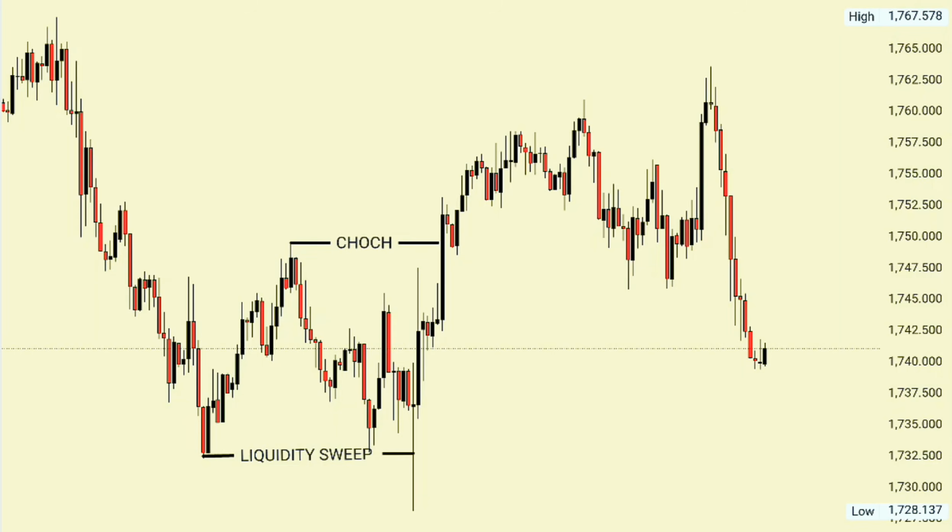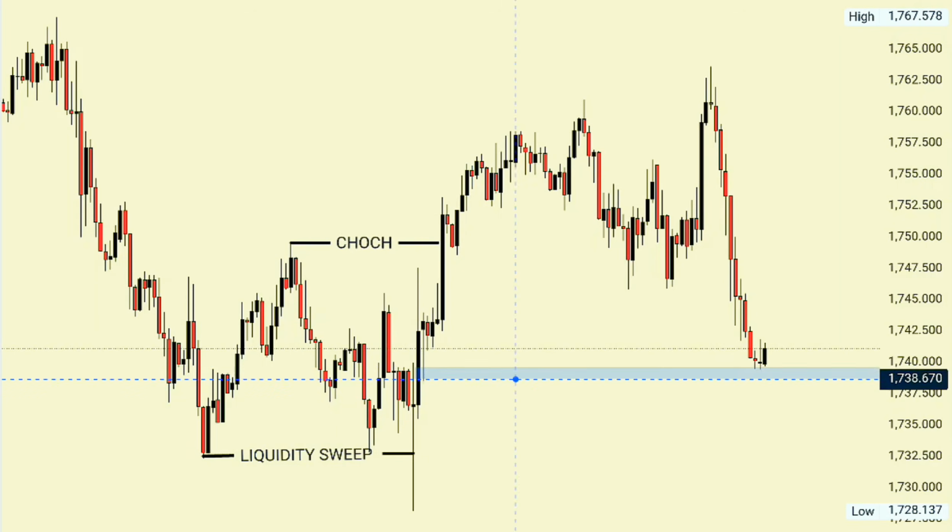Instead, it prepares the market for a potential reversal or continuation by clearing weak positions. Once liquidity is taken, the market becomes free to move efficiently in the opposite direction, which is exactly what we see developing later in this structure.